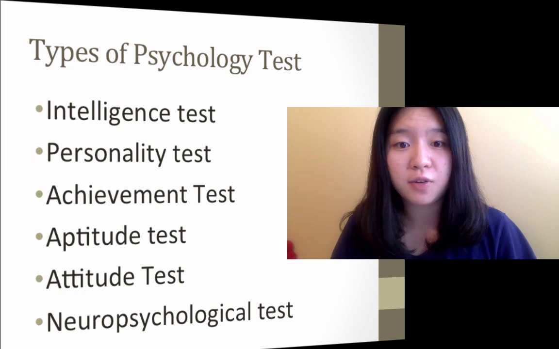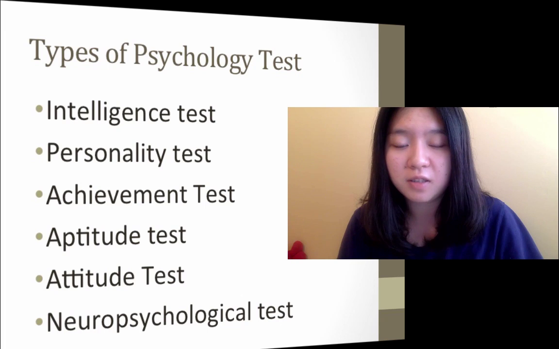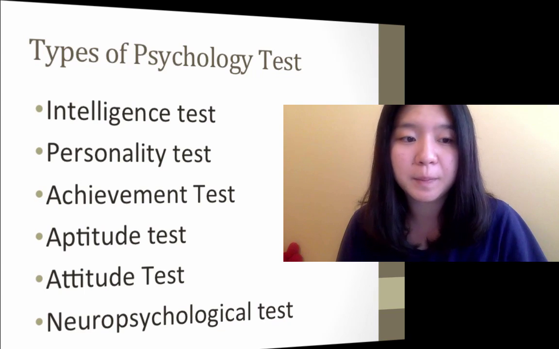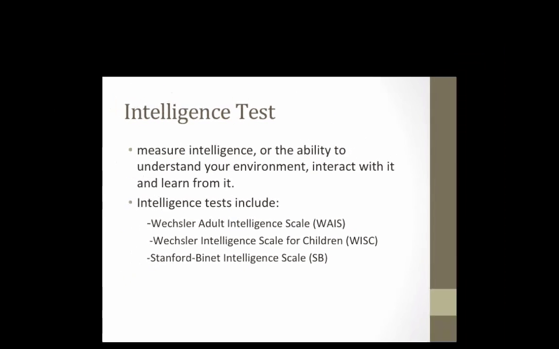Here I give you a list of different kinds of psychology tests. I think many of them you already know, but I'm going to introduce each of them to you more deeply. First is the intelligence test. I think it's the most popular one. It measures intelligence or the ability to understand your environment, interact with it, and learn from it. Here are three examples: the Wechsler Adult Intelligence Scale, Wechsler Intelligence Scale for Children, Stanford Binet Intelligence Scale.